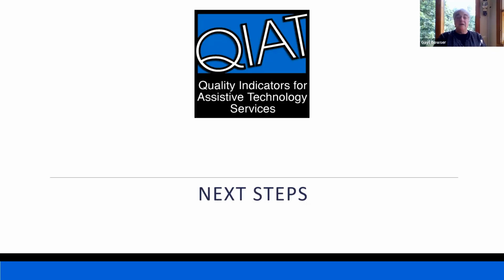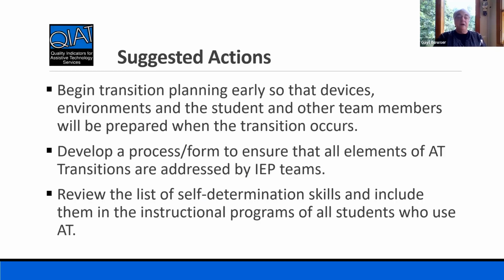For next steps, I think it's important that you begin planning as early as possible for any transition that's going to happen, so that environments and the student and other team members will be prepared when the transition does occur. Also, if you represent an agency, we want to suggest that you develop a process or a form to ensure that all elements of AT transitions are addressed by IEP teams. And we have a sample of a form like that for you in our resource document and on the QIAT website.